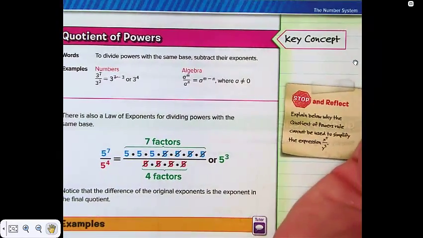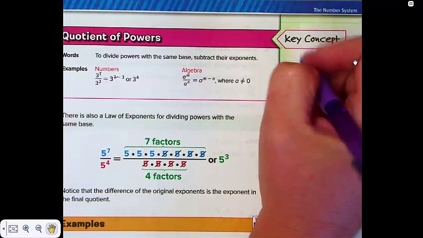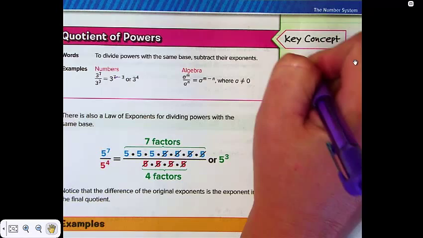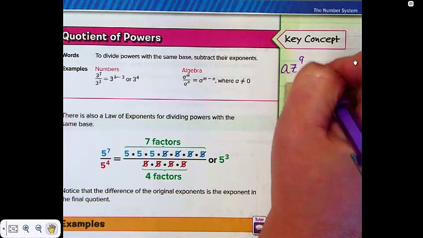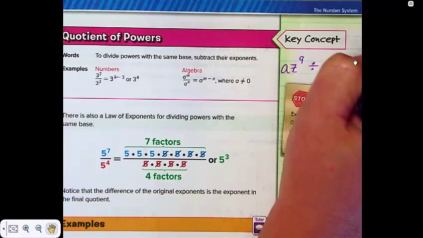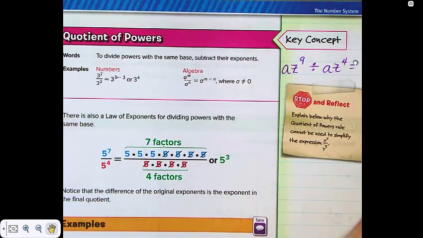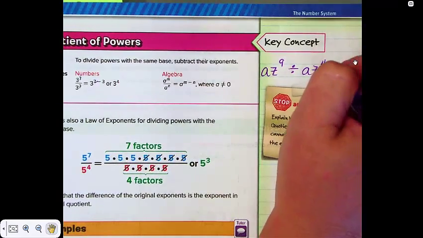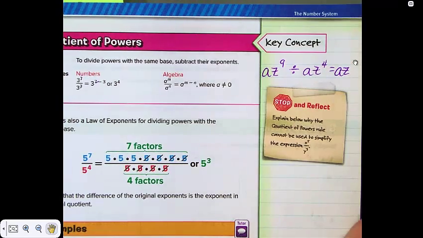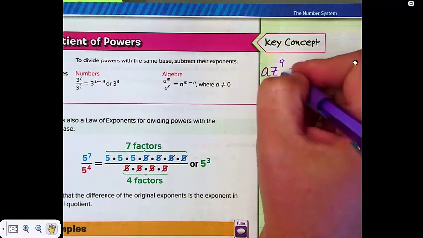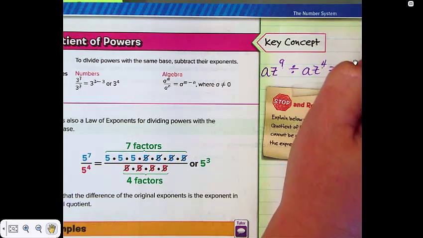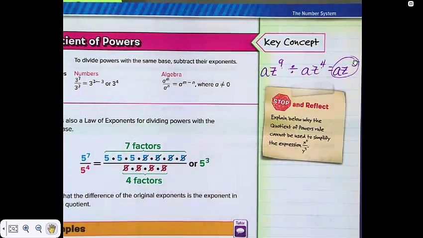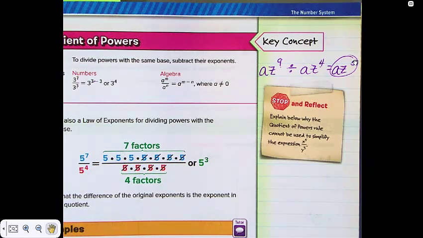So let's say that I have az to the 9th divided by az to the 4th. Do I have a common base? Yes, my base is az. And now I'm going to subtract. I'm going to take 9 minus 4, and 9 minus 4 is 5. So if it's a division problem, you subtract the exponents.